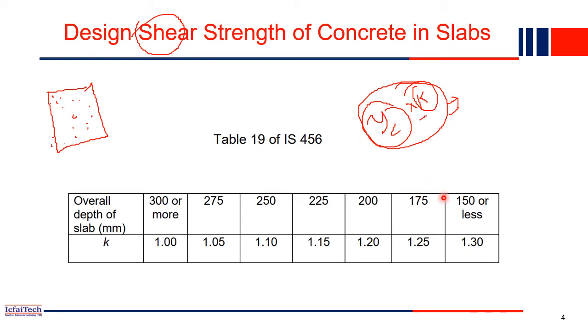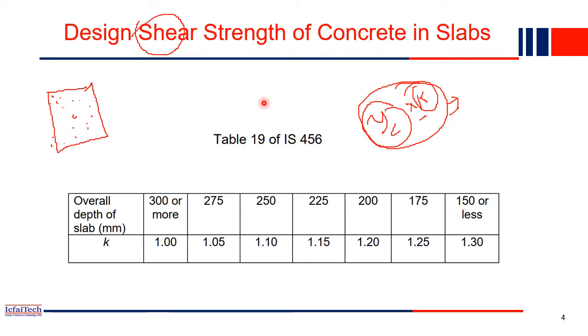That means that tau c is the total shear strength of a concrete, so it is multiplied by K. So if the K value is 1.3, whatever shear stress is there will be increased by 1.3. That's why if you provide a smaller depth of slab, that type of concrete will take more shear strength. It has more shear strength. That's why stirrups may not be required.